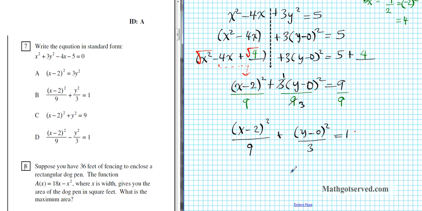All right? So we can clearly see that our answer is option letter B. Okay, so we have x minus 2 squared over 9 plus y squared over 3. You can ignore this 0. In the options, it wasn't placed there, so you can also drop it and write it like that. So option B is the answer here.